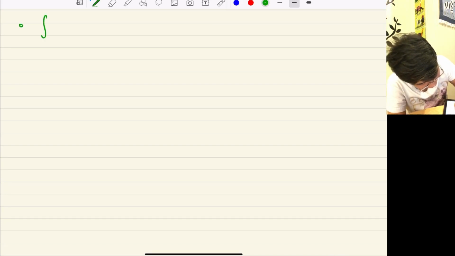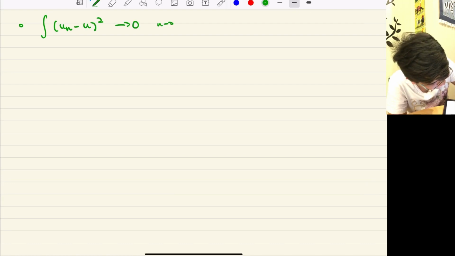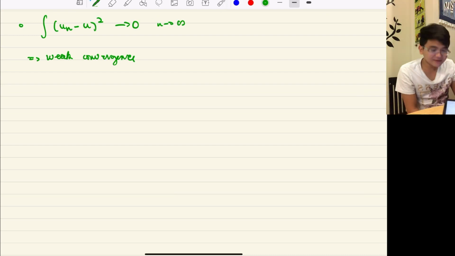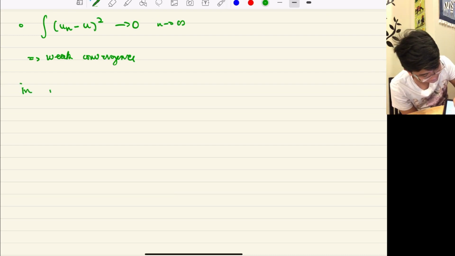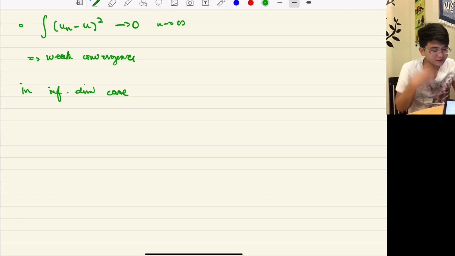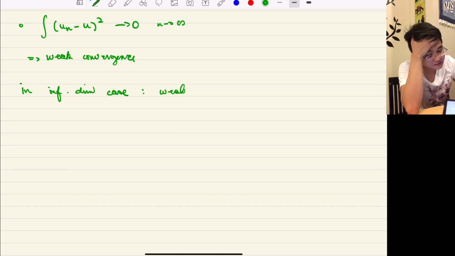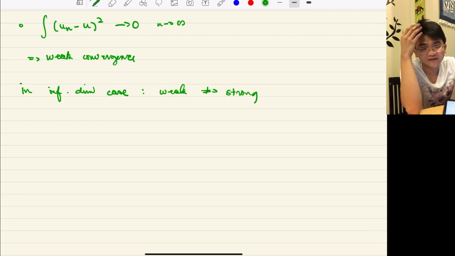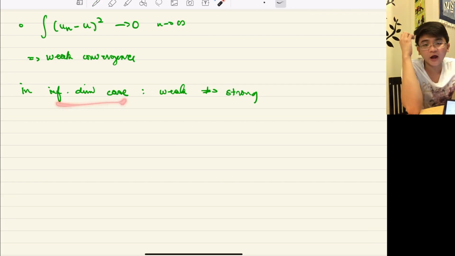Note that strong convergence in L2, meaning the norm of u_n minus u squared goes to 0 as n goes to infinity, implies weak convergence. But in the infinite dimensional case, weak convergence doesn't necessarily imply strong convergence. In the finite dimensional case, they're equivalent, but in the infinite dimensional case, they are not the same.